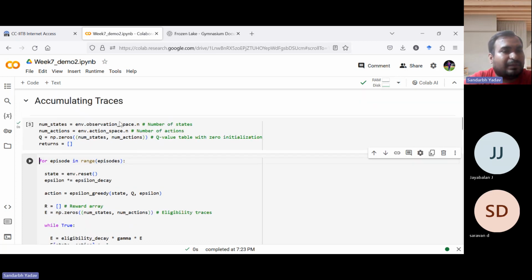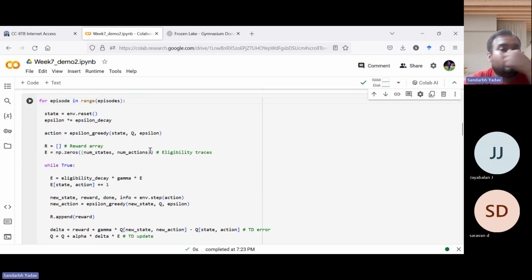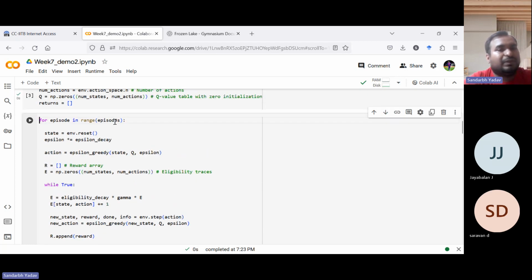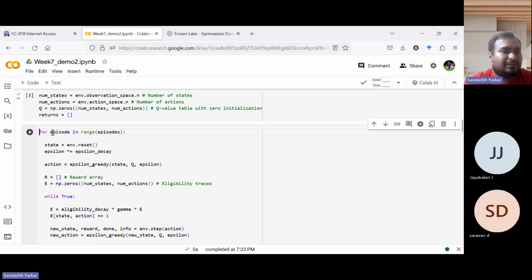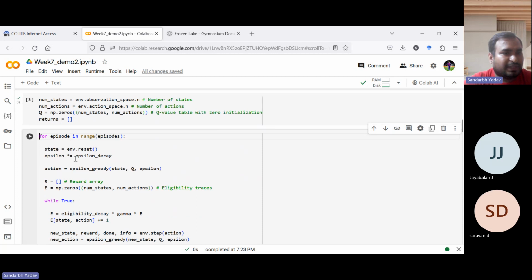So this we have basically initialized. Now this is the main code. For episode in range of episodes, we are traversing over all the episodes. When the episode ends, we reset the state and have a start state, and every episode we are decaying this epsilon, right?